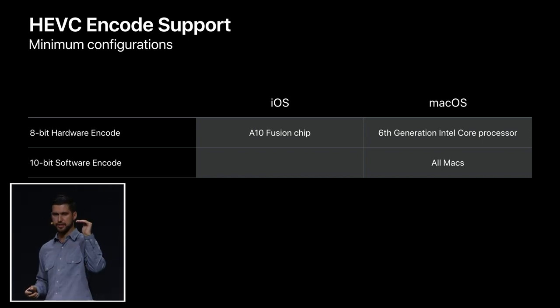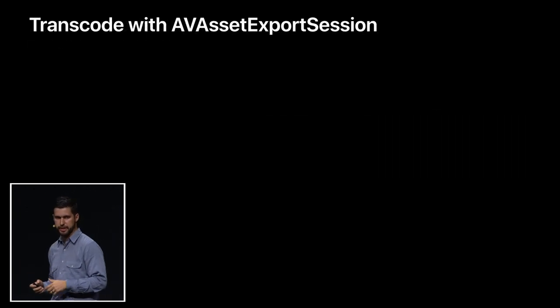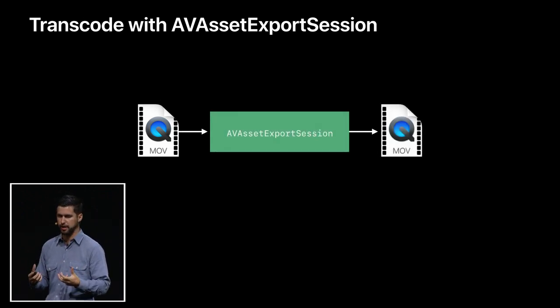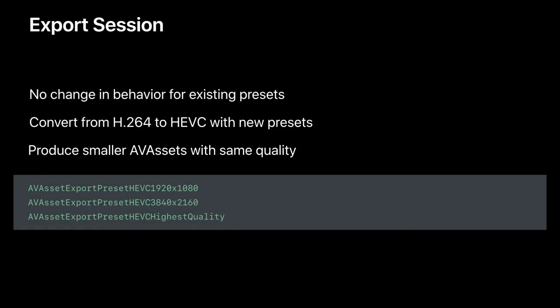Now let's start with the highest level export APIs, and that's transcoding with AV asset export session. So with this, you give us an asset, then you pick a preset, and we do all the operations for you, including compression, and then we produce an output movie. So there's no change of behavior for existing presets. If you're using one of the existing dimension-based presets, and it used to give you H.264, it will still do that. We've added new presets here, and those will convert from H.264 or any other codec to HEVC. And these will produce smaller AV assets, up to 40% in some cases, with the same quality.